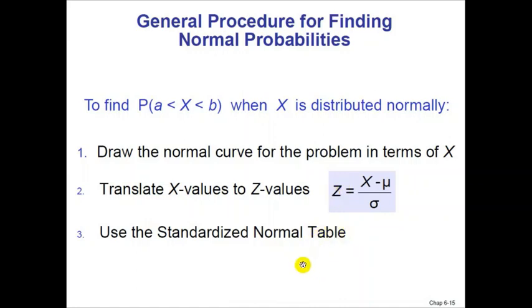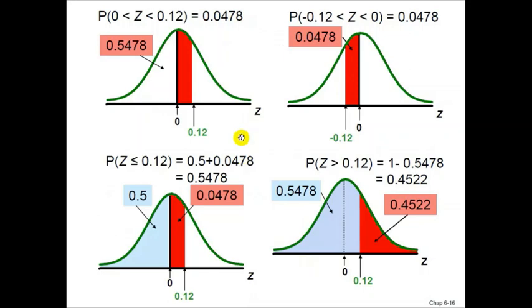So let's look at an example. In this scenario, you are asked to find the probability for Z in between 0 to 0.12. So straightforward, you can read this from your standard normal distribution table. Your standard normal distribution table shows that this red colored region is 0.0478. So you know that you actually get the probability in between 0 to 0.12. Please ignore this 0.5478.